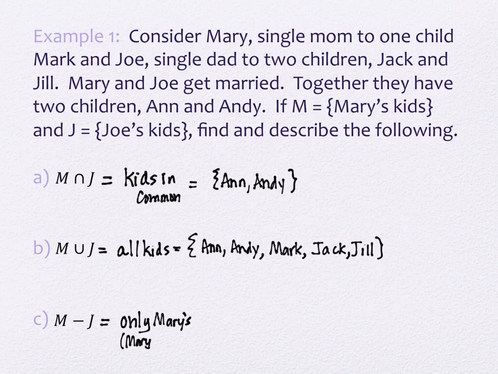We'll say before Joe came around, this was who Mary had with her, right? And it would be simply Mark. And again, we're talking about a set, so we'll put it in curly braces. Just Mark. Okay, so in other words, divorce happens, heaven forbid.